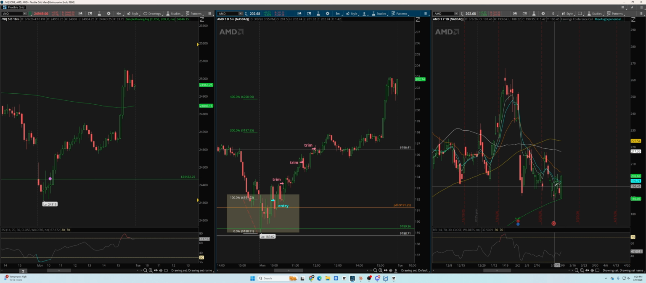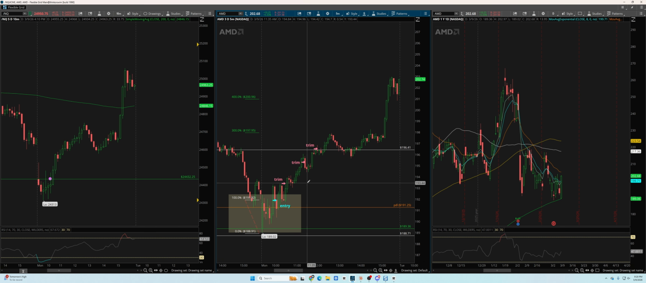The initial target is 196, as I had a resistance level there. And also, one thing if you take a look at is that AMD literally opened at the 200-day. So keep that in mind. Overall, semis were strong today.